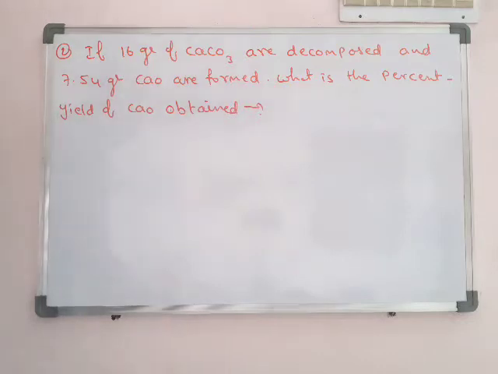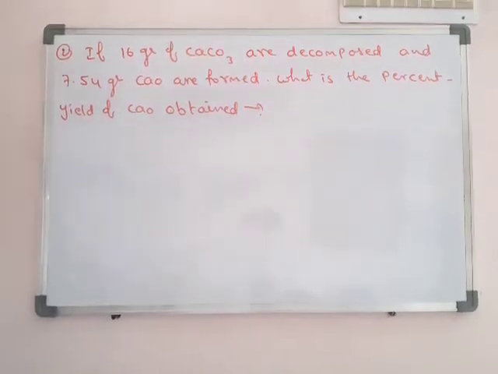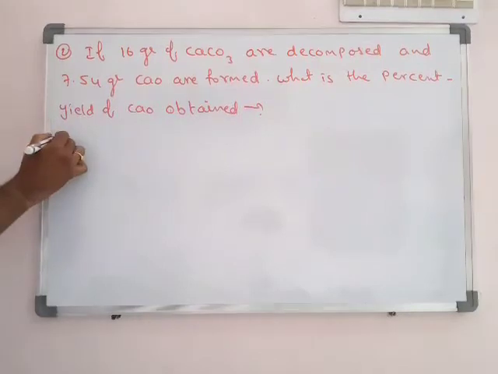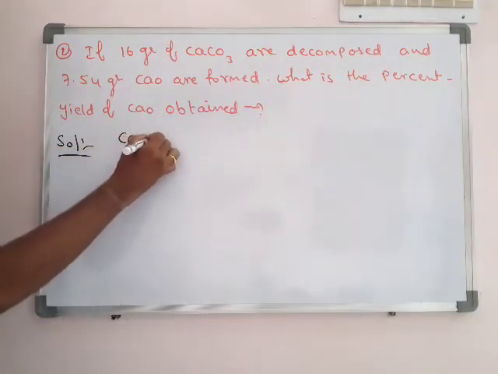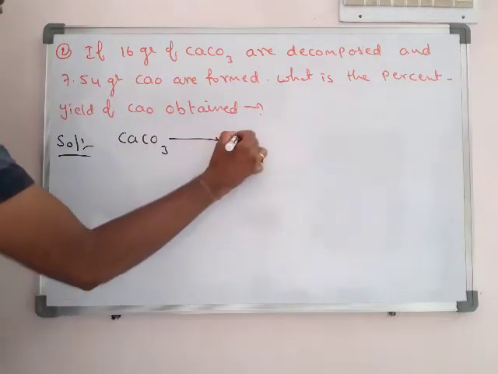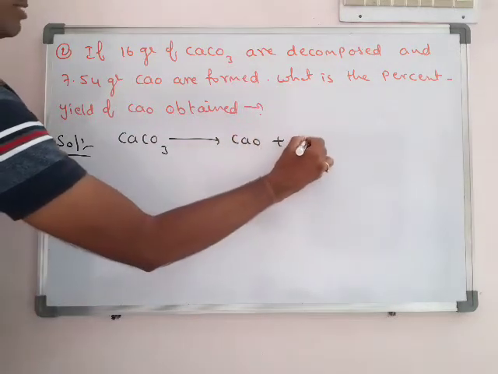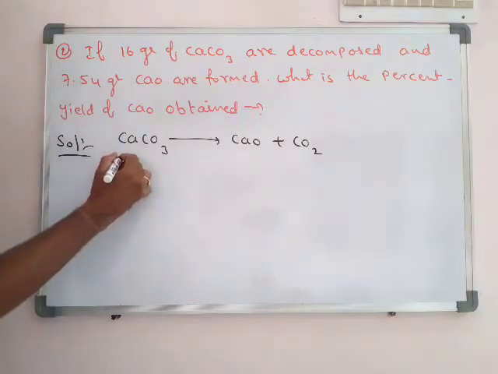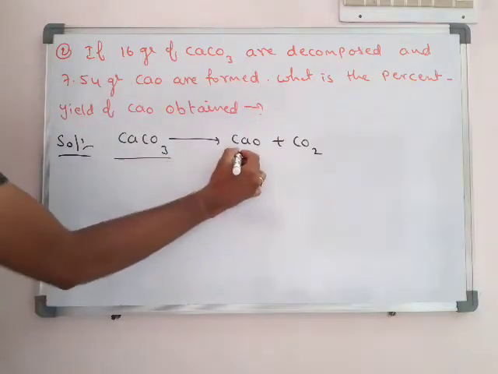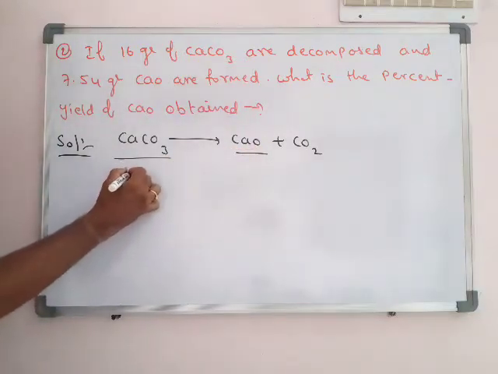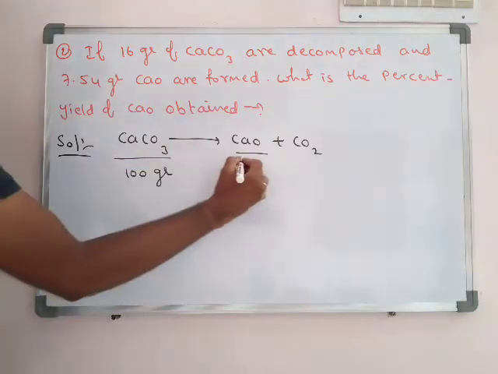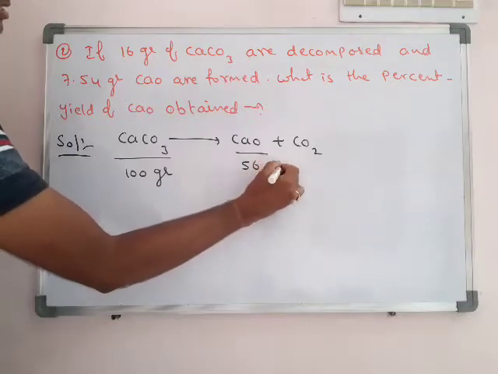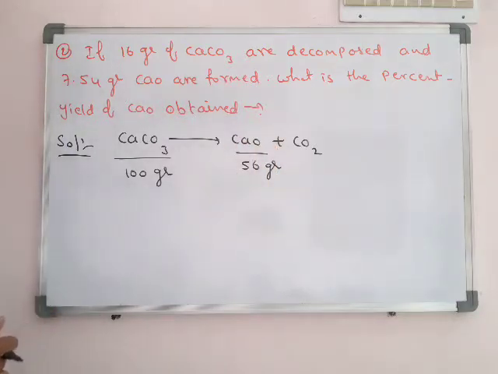So very simple problem. What is the reaction? Calcium carbonate forms CaO plus CO2. Again the balanced equation: 1 mole, so 100 grams. This is 1 mole, so 56 grams. So actually here, how much compound is formed?